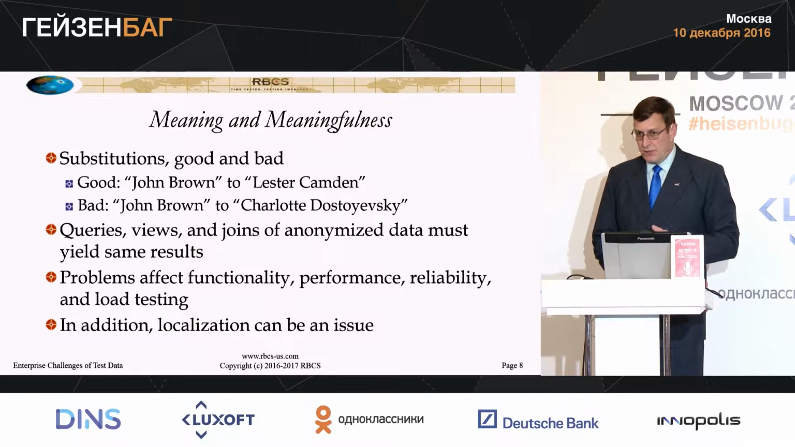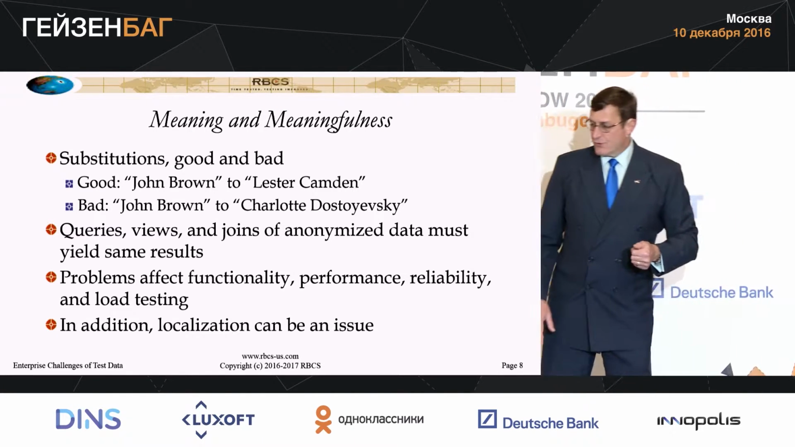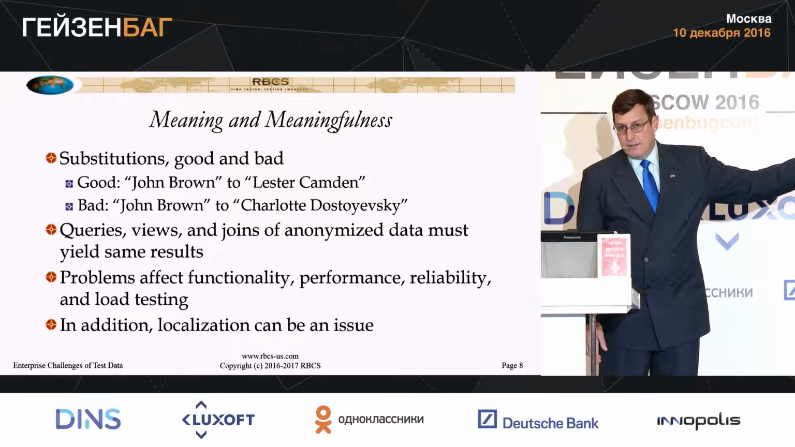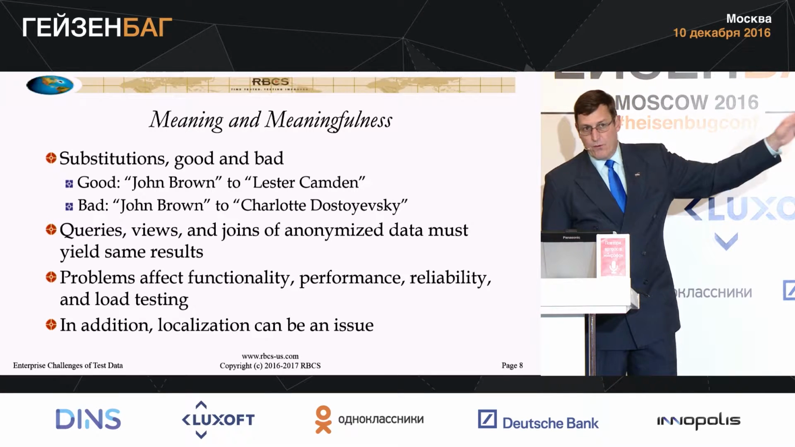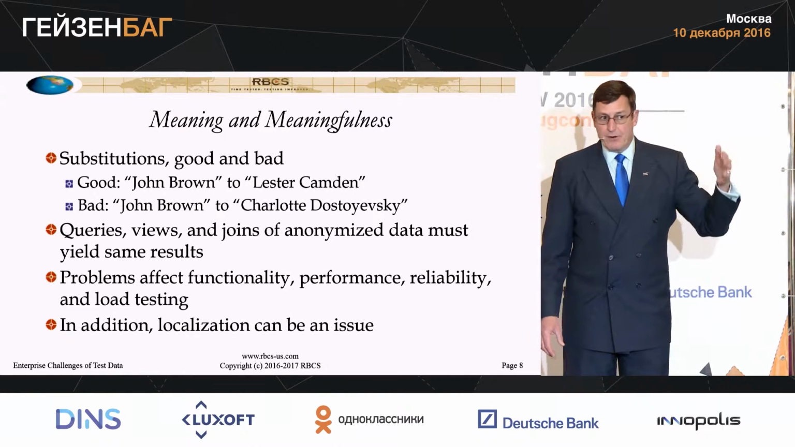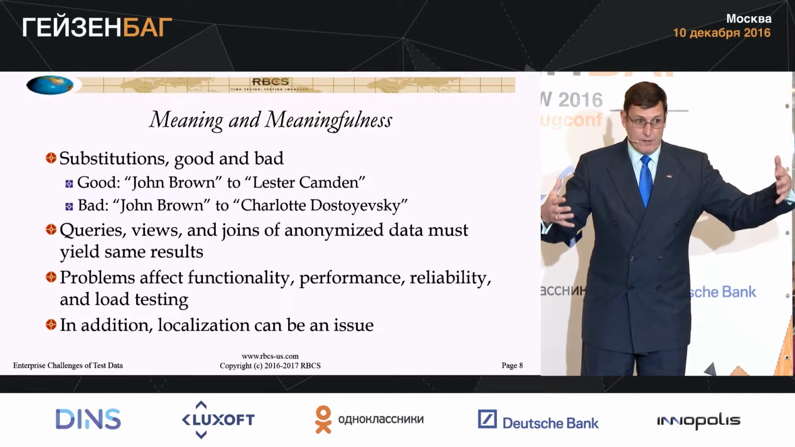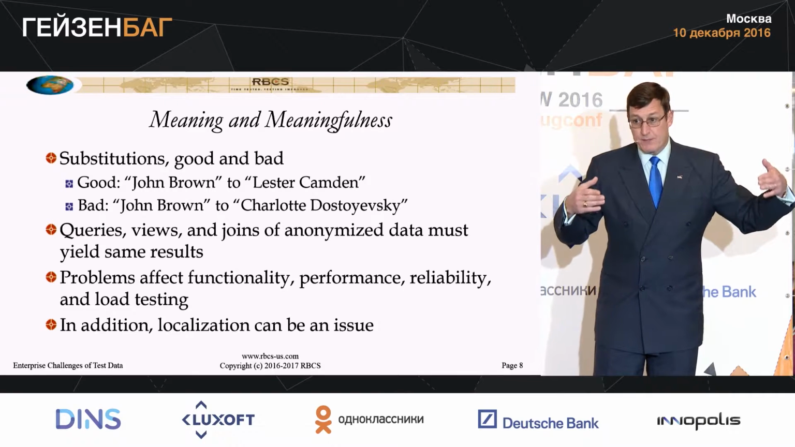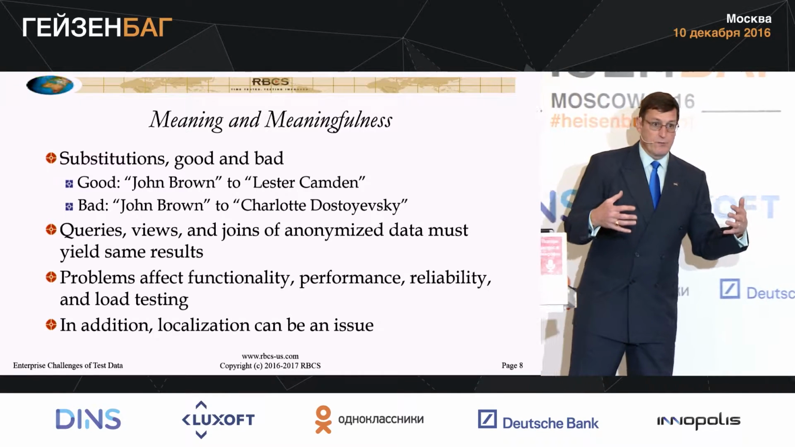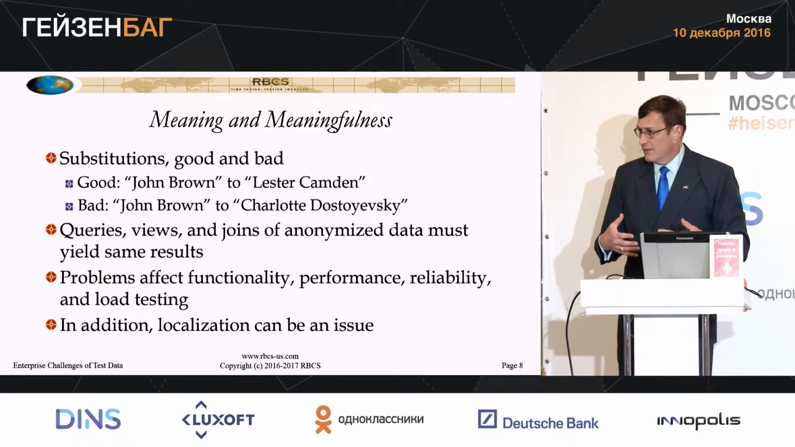Right? So if I do a query looking for transactions associated with Lester Camden in the anonymized data, and I do a query looking for transactions associated with John Brown in the production data, I better get the same number of records in each one of those, right? If it's a different number of records, there's clearly something seriously wrong. And even if it's the same number of records, there could still be something seriously wrong if semantically the information in those records is inconsistent.